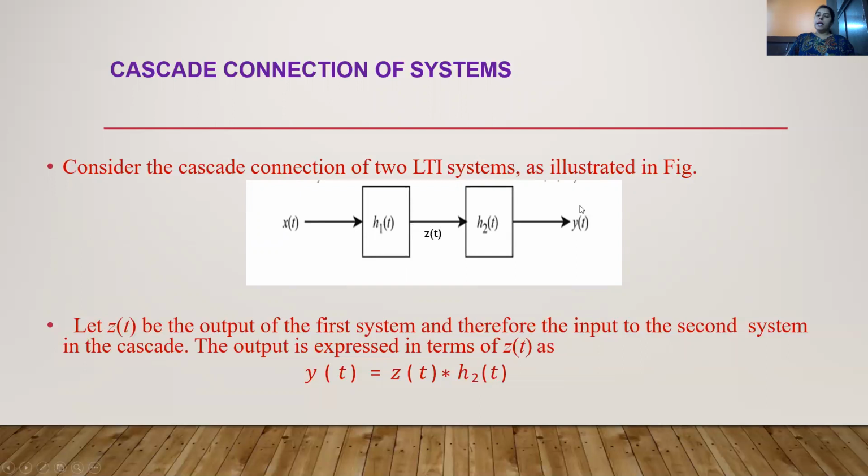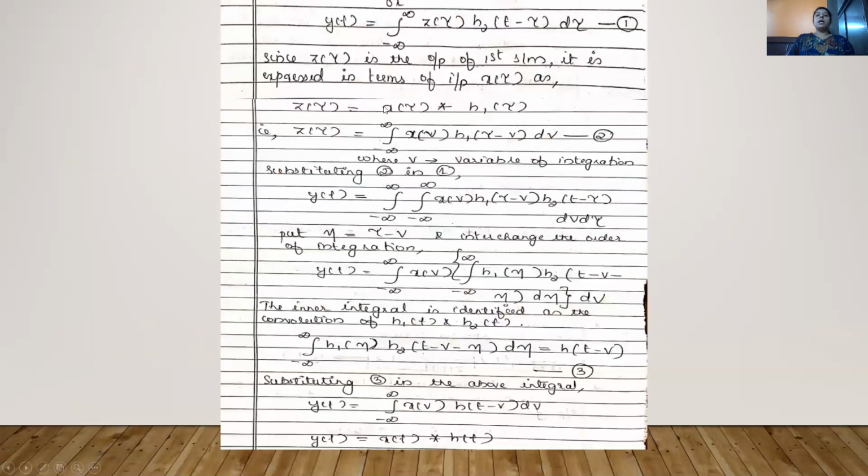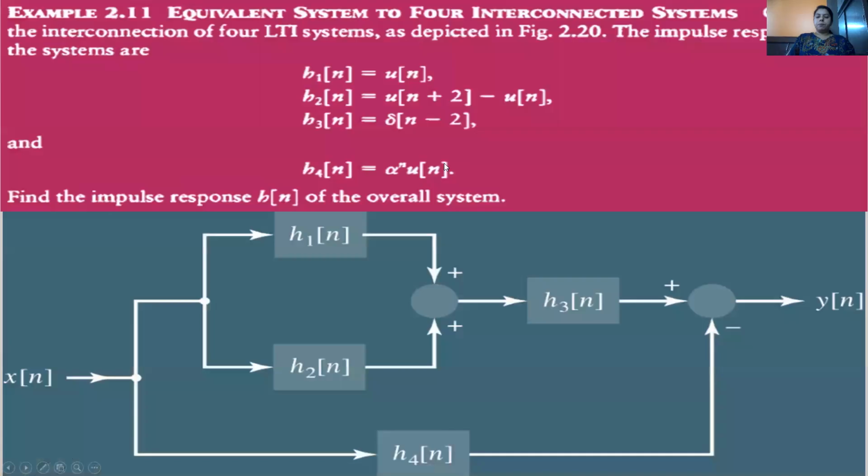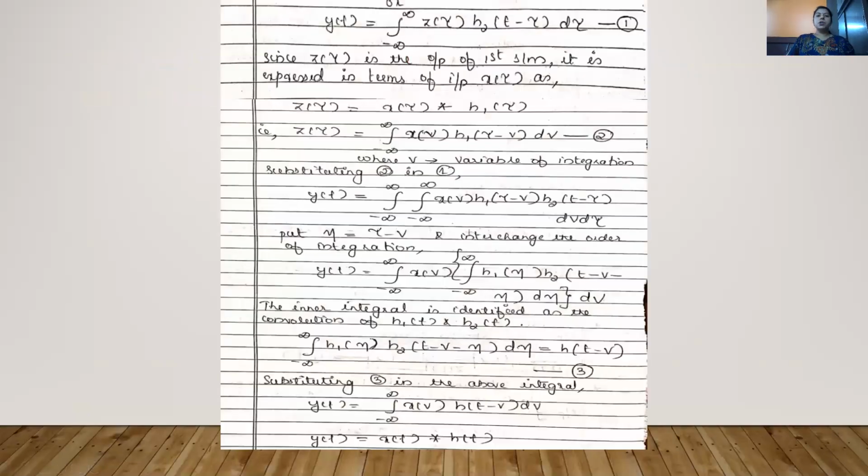Now, how can we write the y of t equation? I can write y of t as z of t convolution h2 of t. That's what I wrote. Now, by substituting the convolution integral equation, I can write y of t as the integral from minus infinity to plus infinity of z of tau h2 of t minus tau. That is the normal convolution integral equation I substituted.